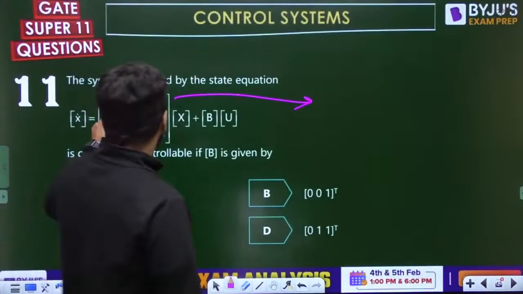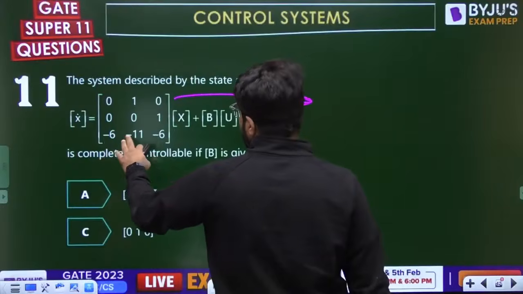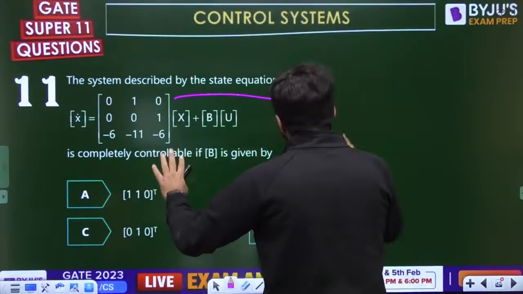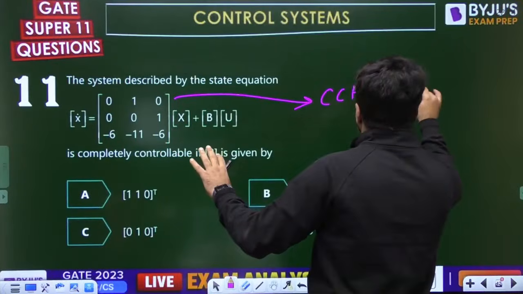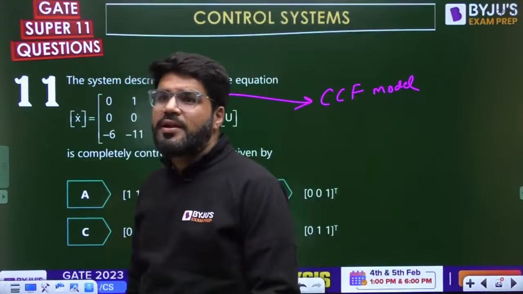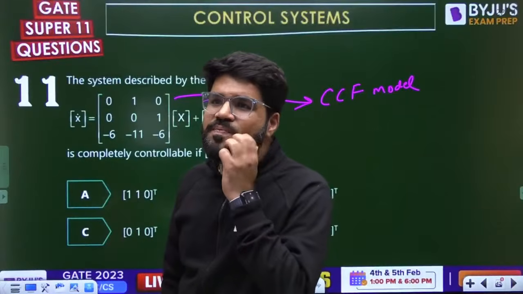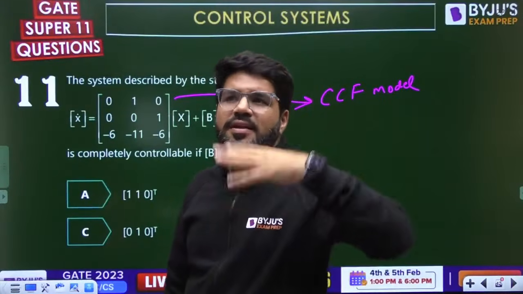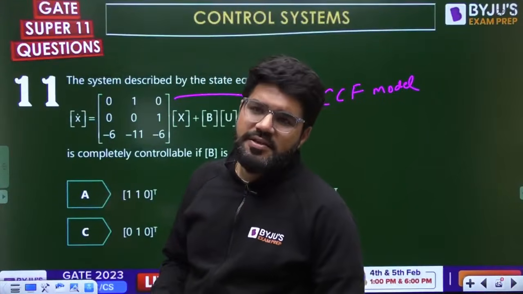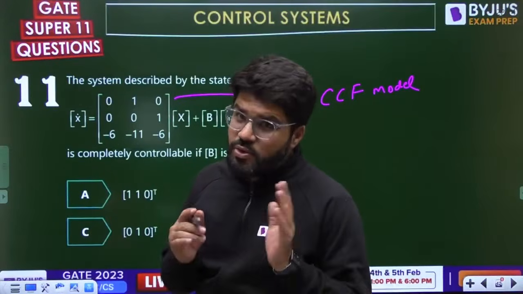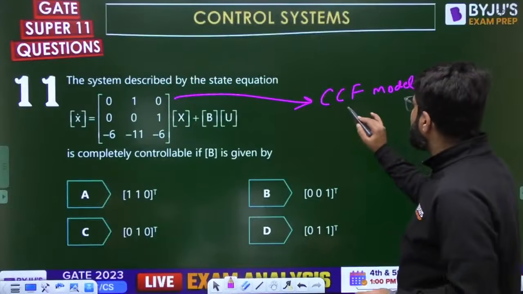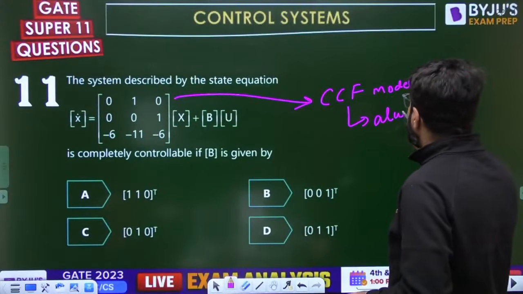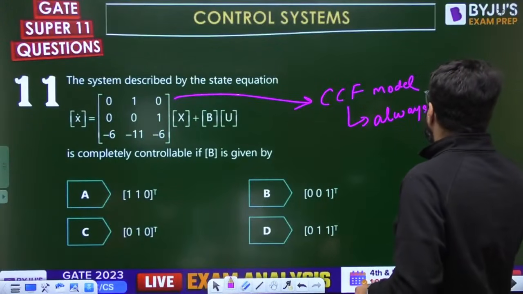So what is this type? 0 1 0, 0 0 1, minus A0 minus A1 minus A2, and that is actually known as the CCF model. Now guys, if I start explaining what the CCF model is, then it will take around another 30 minutes. CCF, OCF, DCF, JCF, you must know this. That is why I have shared that video. And the CCF model means that it is always controllable.